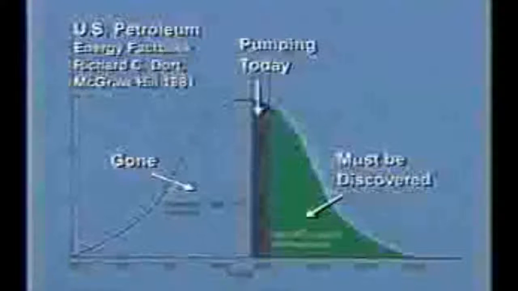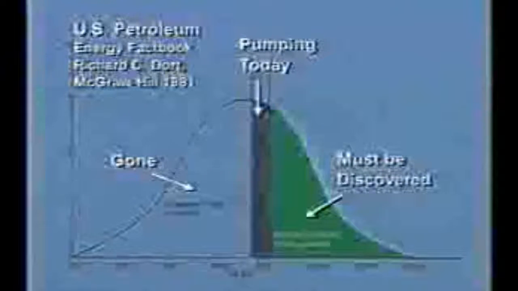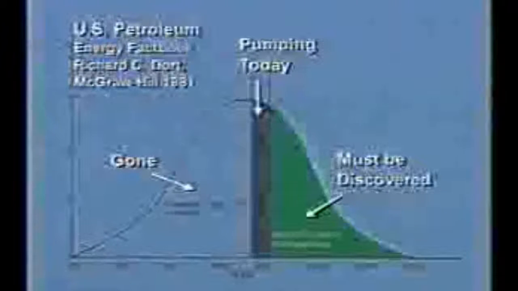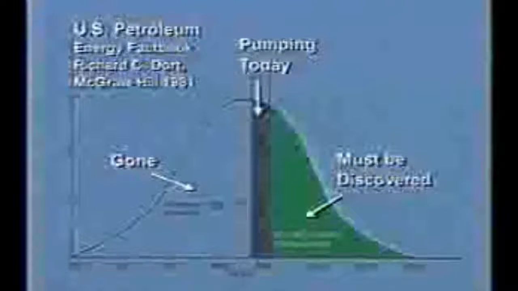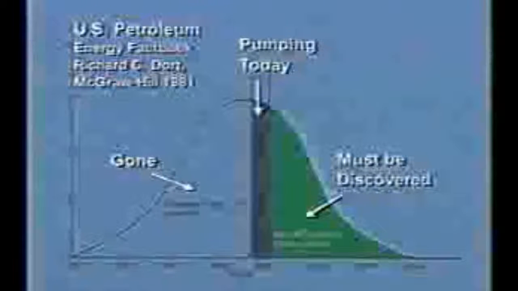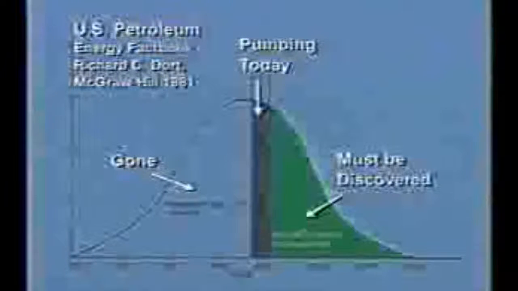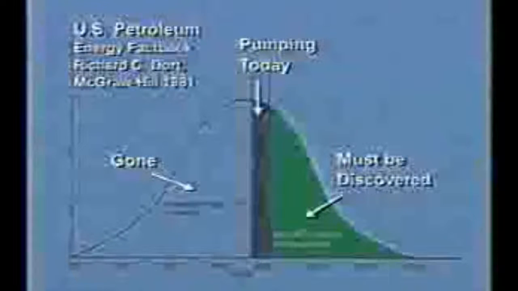Unshaded on the left, that's the oil we've taken from the ground. We've used it, it's gone. This vertical shaded band, that's the oil we've drilled into. We've found it, we're pumping on it today. Shaded in green on the right is the undiscovered oil. We have very good ways now of estimating how much oil remains undiscovered.